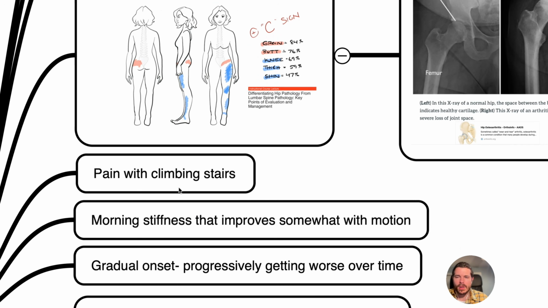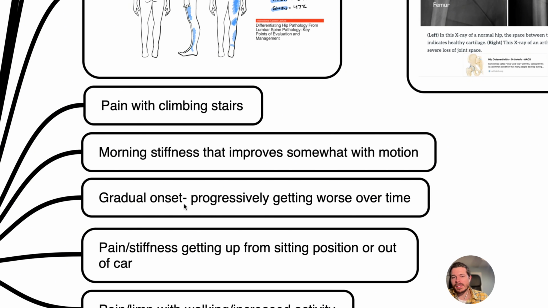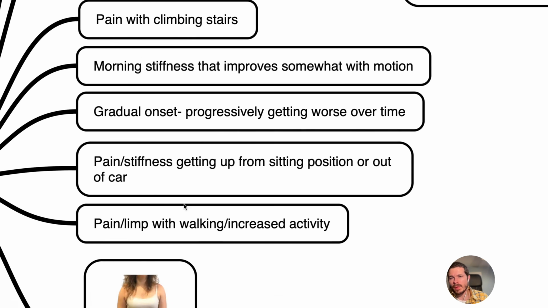There is often pain while climbing stairs. There is often stiffness in the morning that gets better as you move about. It is usually a gradual onset of symptoms because arthritis occurs gradually over time, and therefore symptoms may get worse over time. There's often pain and stiffness when getting up from a seated position or out of a car, and there's often limping while walking.